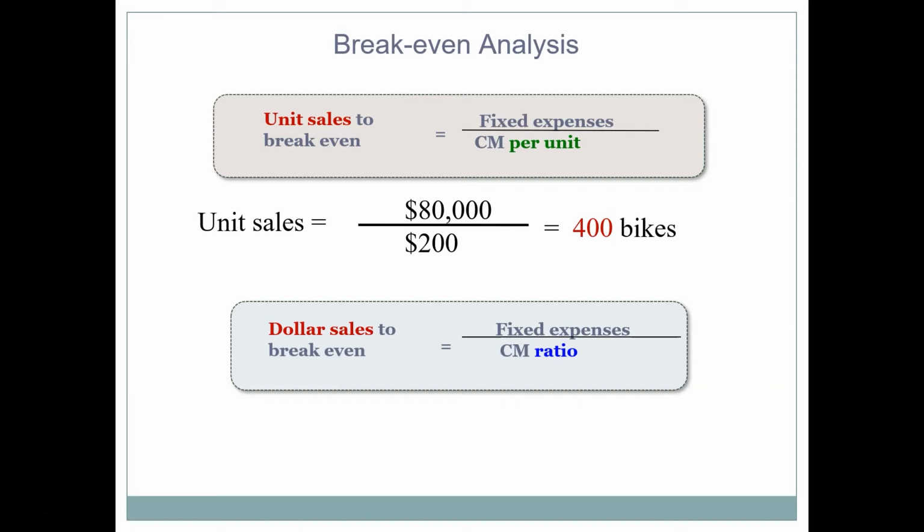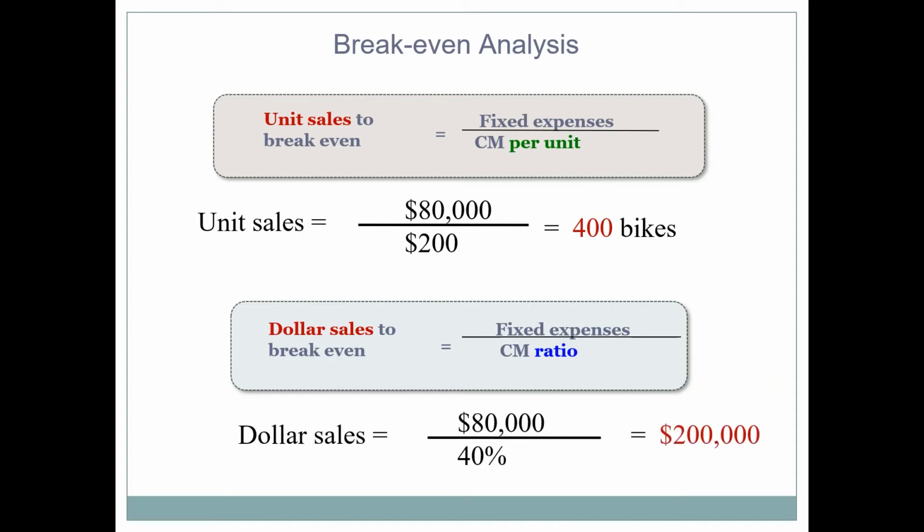For our simple problem here, the fixed expenses for this bike shop are $80,000. The contribution margin per unit was $200 per bike. So I need to sell 400 bikes in order to make enough revenue to not only cover my variable costs, but also my fixed costs. Essentially, this is the number of bikes I need to sell to keep the lights on, pay any employees I have, and buy enough material to keep making bikes: 400.